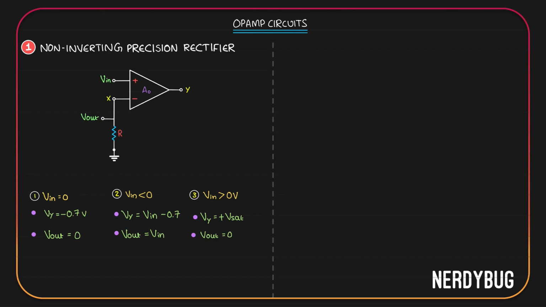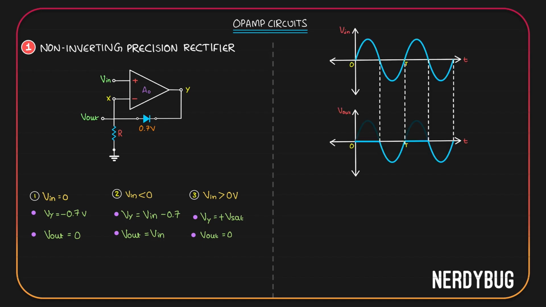Let's try to plot this on a graph. We'll start with a sinusoidal input signal. The output will look like this. It has all the negative half cycles. Positive half cycles are rectified. Let's plot Vy also. When input is 0, Vy is negative 0.7. When input is negative, Vy is input minus 0.7. When input is positive, Vy is positive saturation voltage. The graph will look like this.